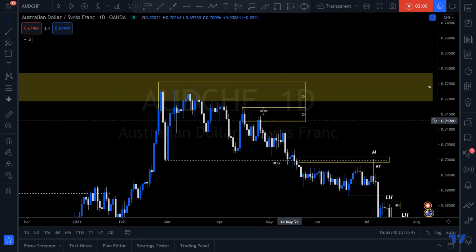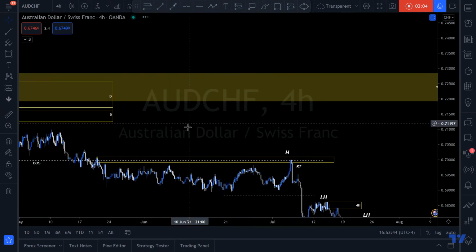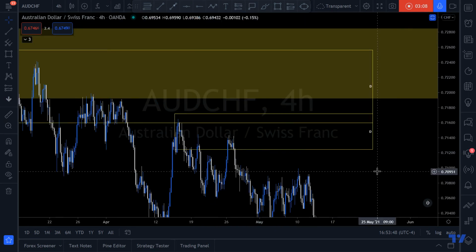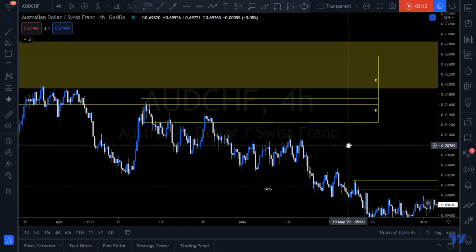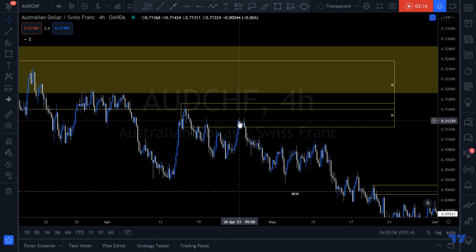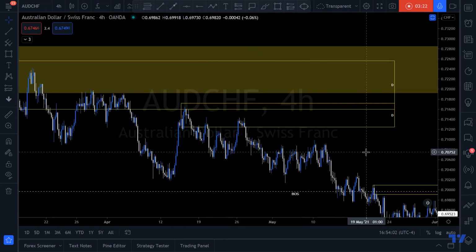You understand? Now, where do we go? Next stop would be the 4 hour, right? We want to see price action getting clearer and clearer with each time frame that we come down on. And we can see the price action here. Boom, boom, boom. We are forming bearish order blocks, and price is falling from those bearish order blocks.